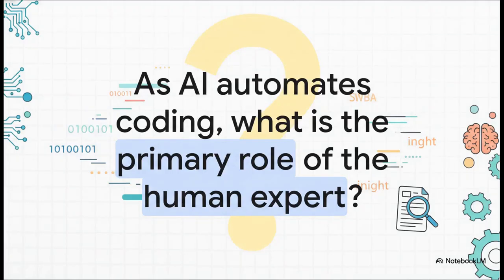And that brings us to a final, pretty big question to think about. As AI gets smarter and starts to automate more of this rule-based coding, what happens to the human expert? What is our primary role then? Is it auditing the AI? Is it focusing solely on that initial clinical documentation to make sure it's perfect? Or is it something else we haven't even thought of yet? It's a fascinating thing to consider.